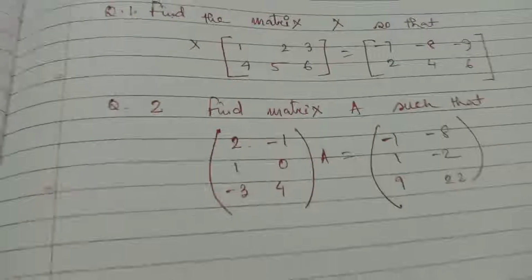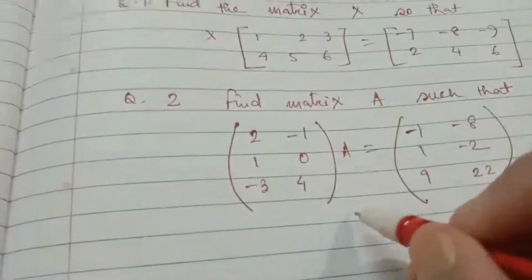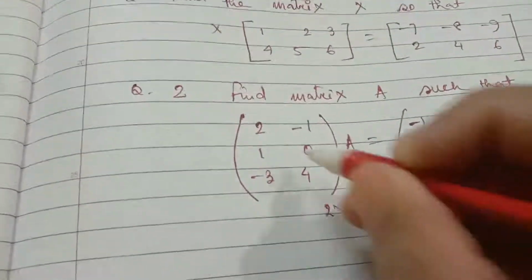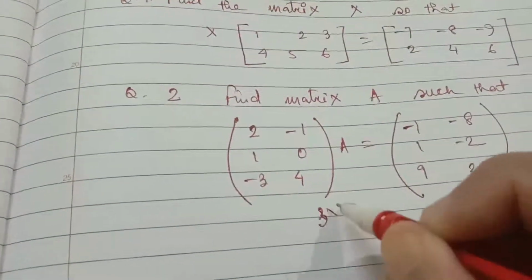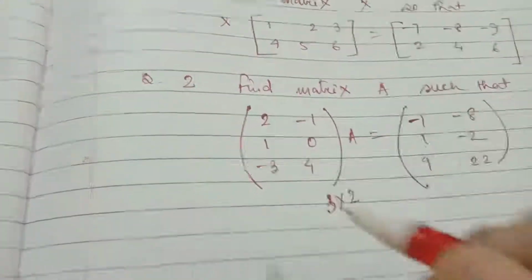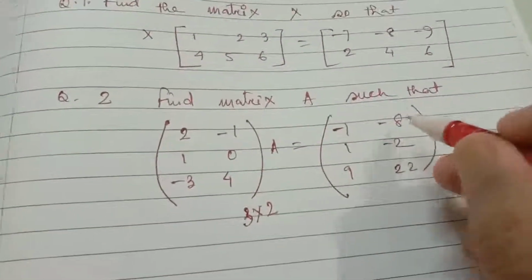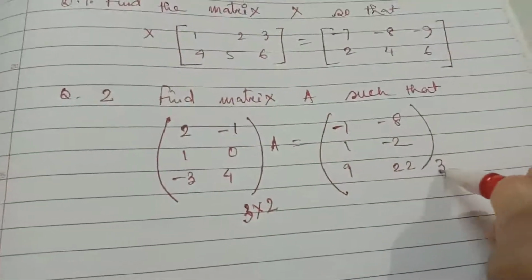Now just check what is the order of this matrix. This matrix has 3 rows and 2 columns, so order is 3 by 2. This is a 3 by 2 matrix. Now what is the order of this matrix? This is again a 3 by 2 matrix.